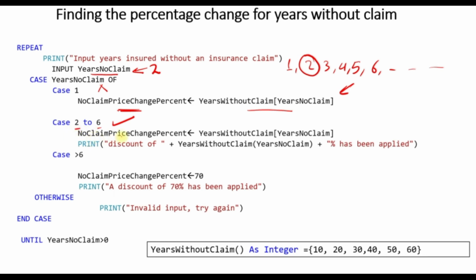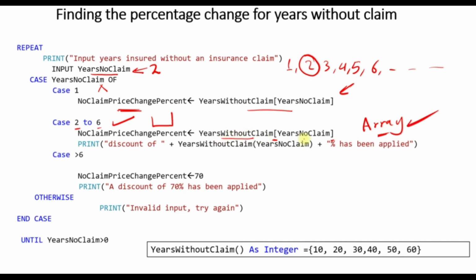So no claim price change percent, which is a variable that I created also to store the percentage related to the number of years without claim. So this value will equal to years without claim. What is this? A clever student will figure definitely what is this structure. This is an array. Excellent. This is an array. Okay, so years without claim, this is the array.